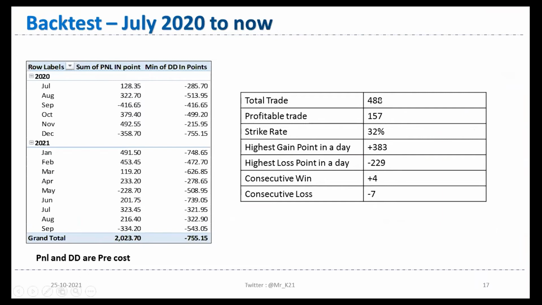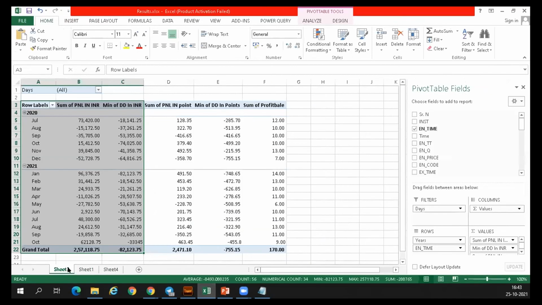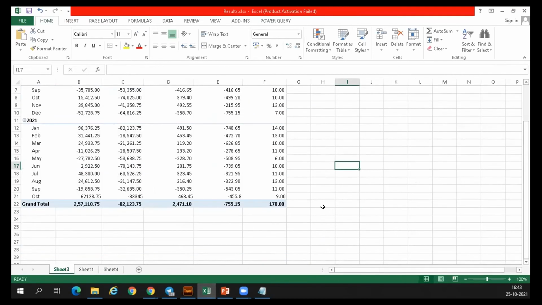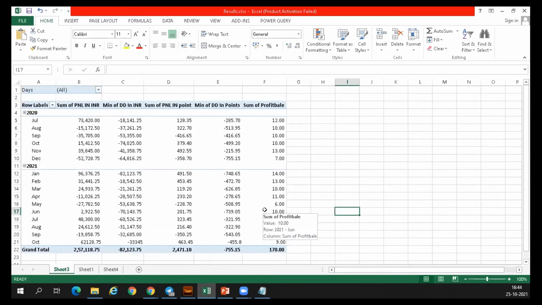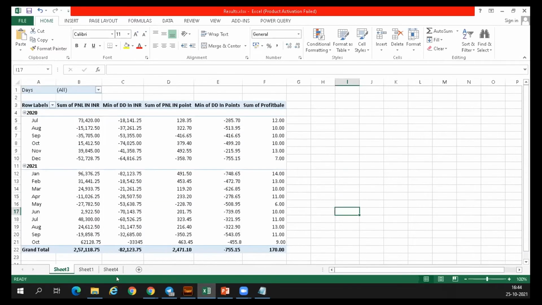So these are the total trades. Total trades are 520 and profitable trades are more than that. Okay, let me open that file also. Yes. So out of 520, 170 trades are profit booking. 170 trades are profitable out of 520 trades. So more or less a 33% strike rate. So this is the strike rate only.